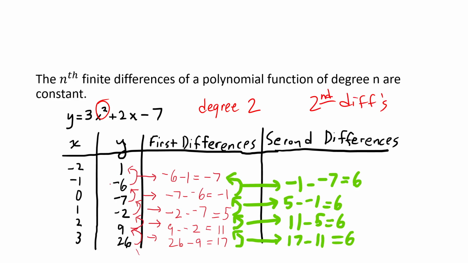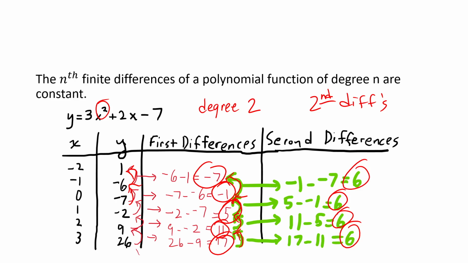Well, what we could do is make a table of values, and then we could determine our first differences by subtracting up on all these y values. Negative 6 minus 1 is negative 7. Negative 7 minus negative 6 is negative 1. And we could continue through the entire table. Then, after getting our first differences, we could determine our second differences by subtracting up. Negative 1 minus negative 7 is 6. 5 minus negative 1 is 6. 11 minus 5 is 6, and 17 minus 11 is 6. And lo and behold, we would see that the second differences of a degree 2 polynomial function are constant.